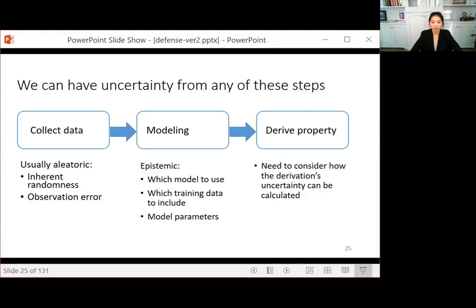And then under modeling, we can have uncertainty from the train data that we used and the data that we're now predicting on. So this was the extrapolation or the data set shift that we talked about in the previous section. And we can also have uncertainty from which model to use, so what was the best model to use in the first place, and the model parameters. And these are what people call epistemic uncertainty, and it reflects a lack of knowledge about something. And then we need to consider, can we get the uncertainty with respect to the derivation? And we'll see that this is not always obvious.